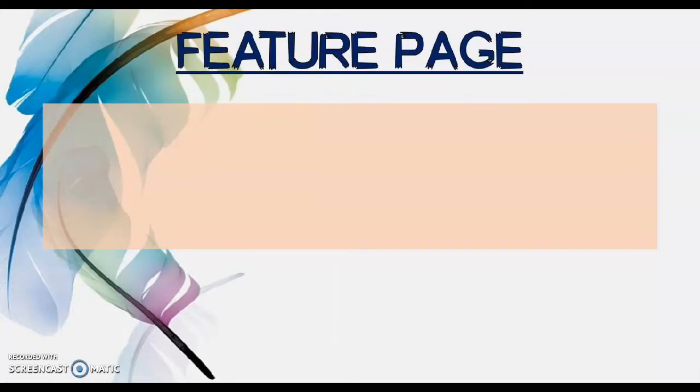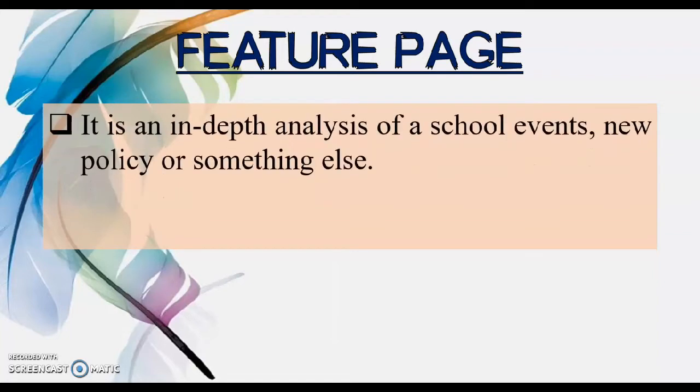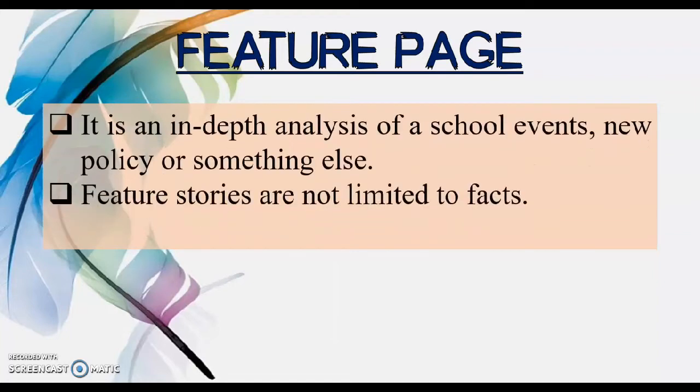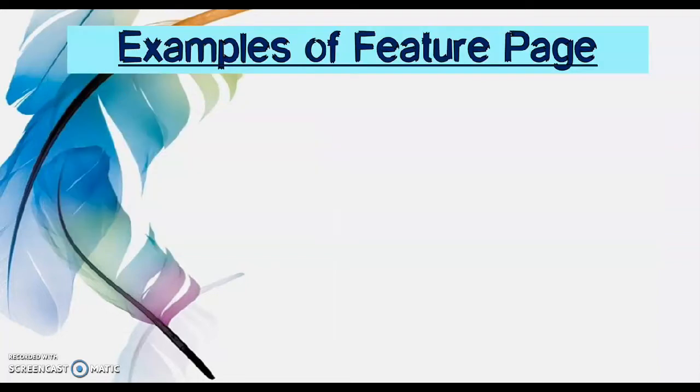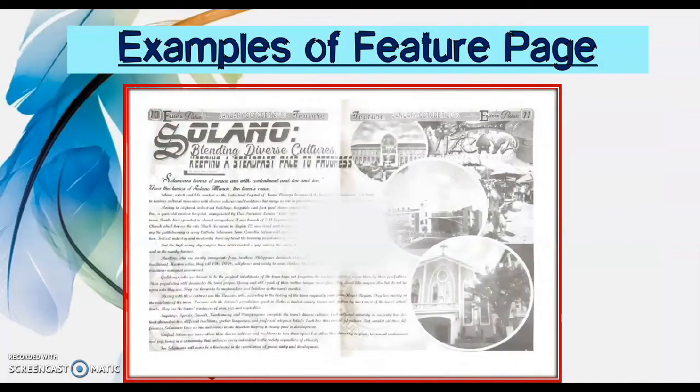The next page is the feature page. The feature section of a school paper is the longest and the most in-depth. Feature stories are not limited to facts. It gives a journalist a little room for interpretation and embedding his opinion in the piece in a subtle way. The topic varies. It could be some big news or an in-depth analysis of a social or school phenomenon. Here's an example of a feature page.